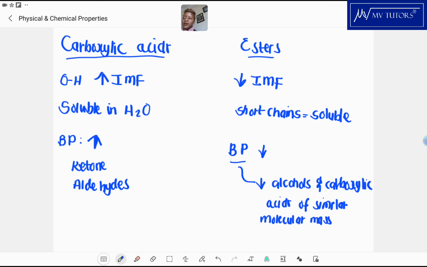Okay, so yeah, your boiling points of carboxylic acid, they are similar to ketones and aldehydes of the same molecular mass. The boiling point of esters are less, almost similar but less than the alcohols and carboxylic acids of similar molecular mass. And that sums it up for the chemical properties of your organic compounds. We're going to look at an example now.